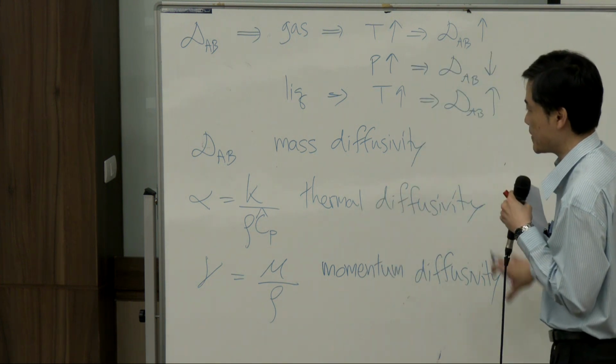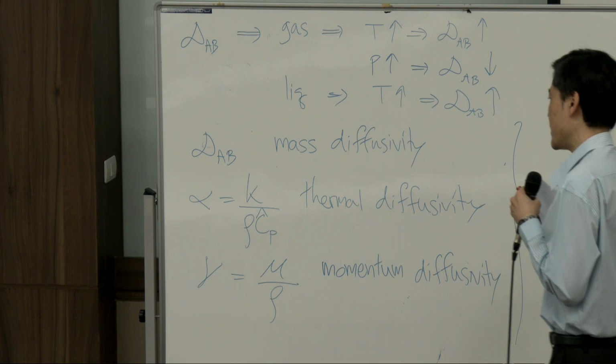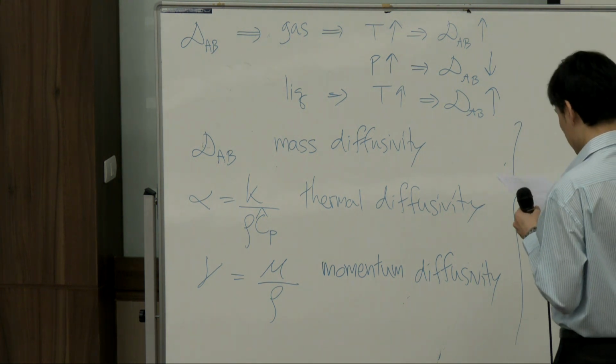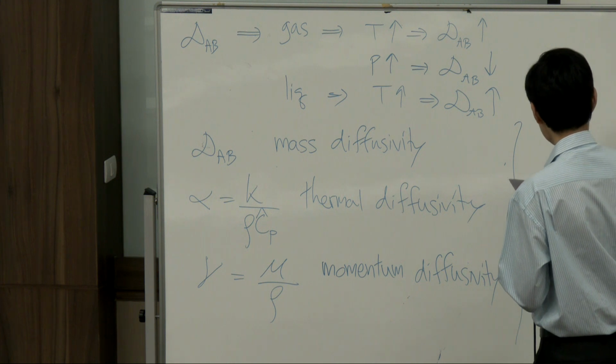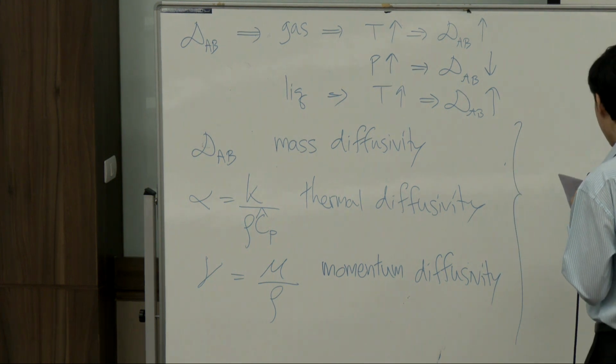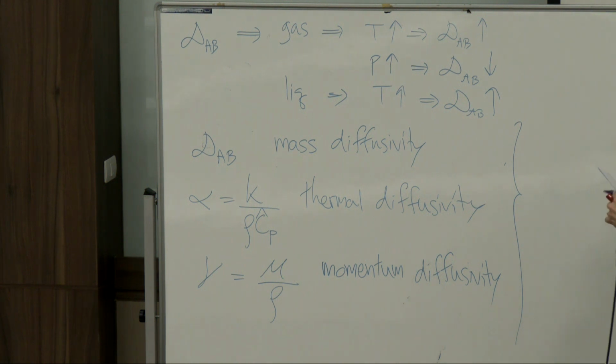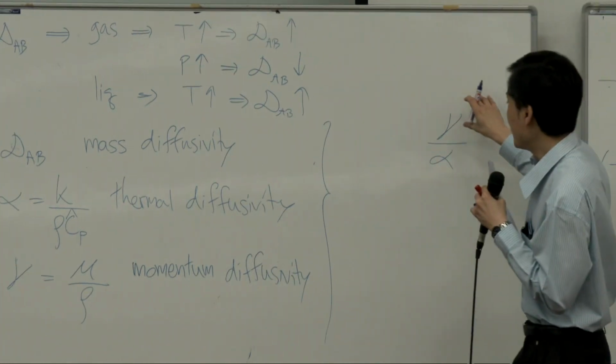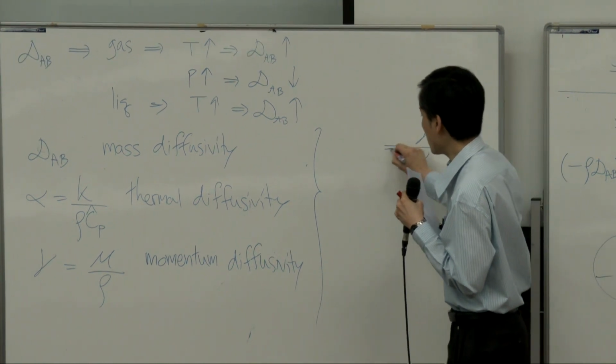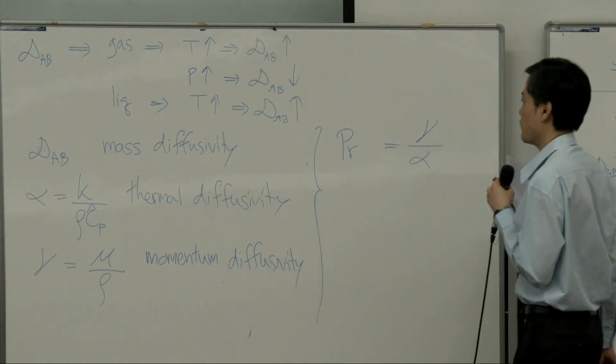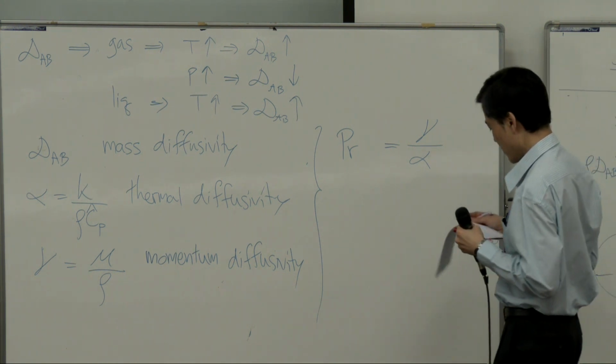All right, all of them have the same unit. So therefore, we can play around with this group. If I start with nu divided by alpha, we discussed this already in the energy section. Whenever we have momentum transport together with energy transport, in other words, whenever we have convective energy transport, remember, convective transport requires the flow, this ratio would appear. This ratio is called Prandtl number.